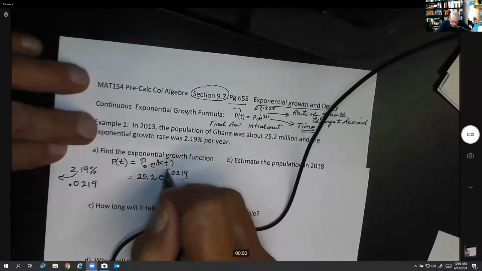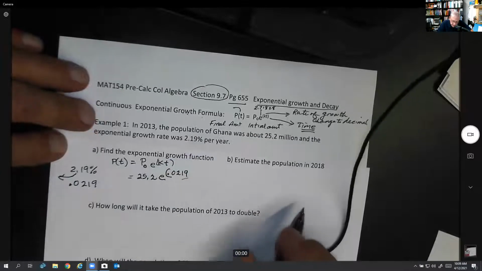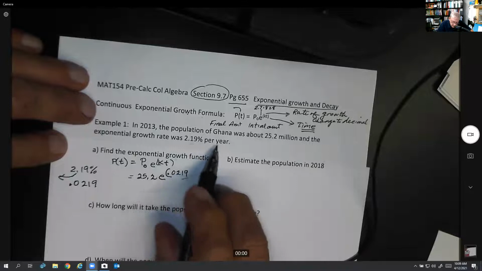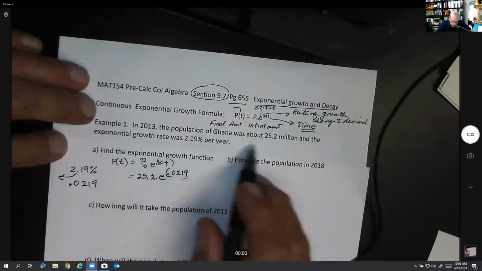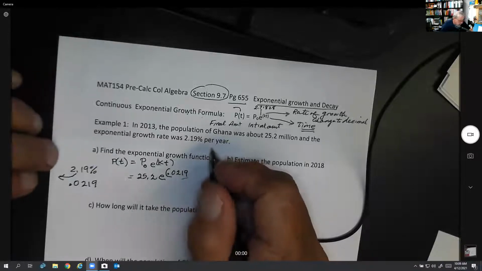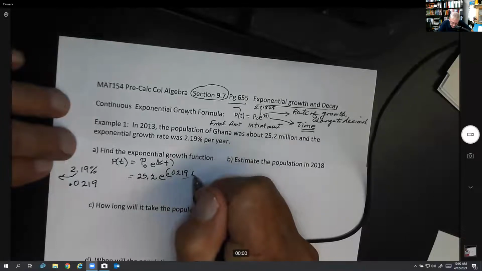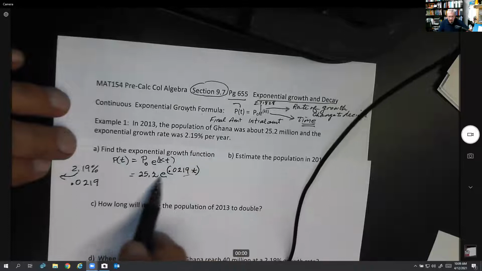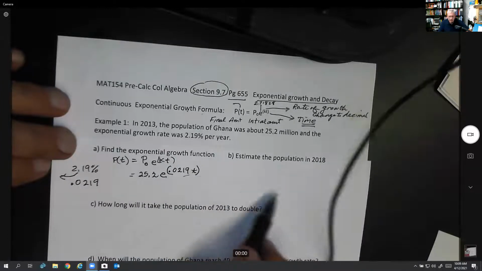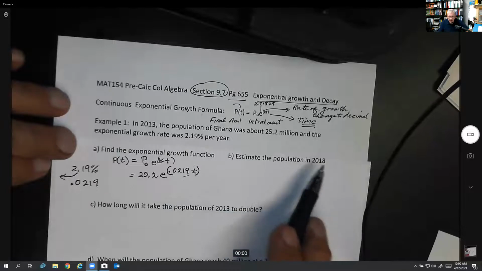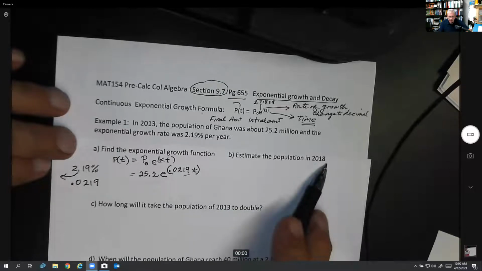And I like to put these in the parentheses. On this particular one, we're just going to leave time as T because we don't have the time right now. So we'll leave this as T. So that's basically our formula for this problem. So the next question is, what's going to be the population in 2018?